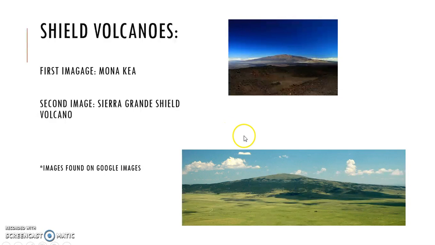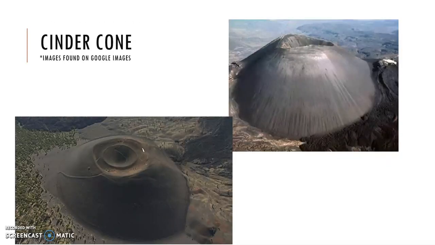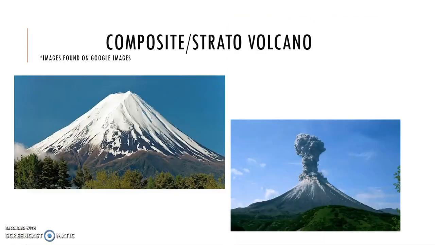So I've shared some pictures of what shield volcanoes look like, and as you can see, they are very flat and low to the ground, but you can still tell that it looks kind of mountain-like. Here's what a cinder cone looks like. So as you can see, it is very tall, and then the top is very circular and bowl-like.